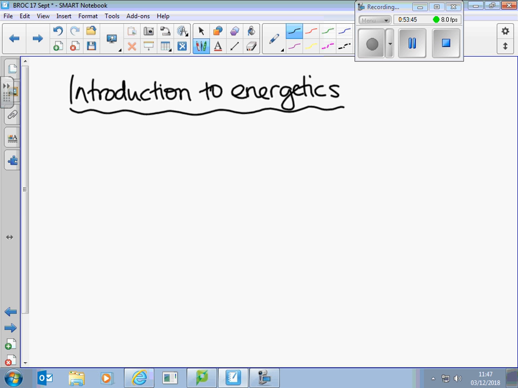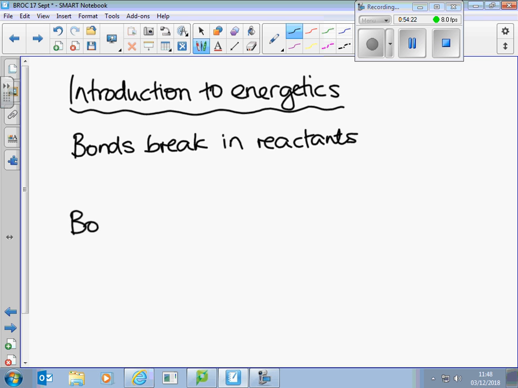So the bonds have to be broken in the reactants, and then the bonds will form in the products. So let's start with that. These are just a few key thoughts that we're going to need to use as we go through the whole section on energetics. So bonds break. I need to put something else in with this in a minute, so I'm going to leave a bit of a gap because I want to add something to this. So bonds break in the reactants, and then bonds form in products.